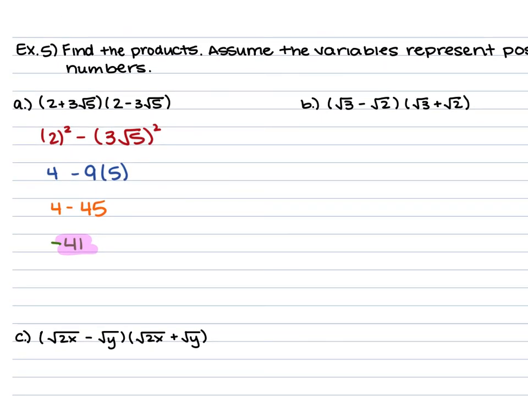So with our next one, for example B, we have the square root of 3 minus the square root of 2 times the square root of 3 plus the square root of 2. Again, we have a difference of squares here, so we are going to take the square root of 3 and square it minus the square root of 2 squared. The square root of 3 squared is just 3. The square root of 2 squared is just 2. And 3 minus 2 gives us 1.